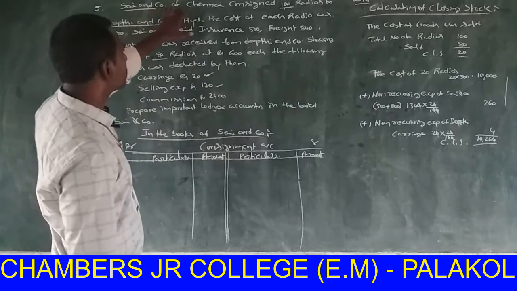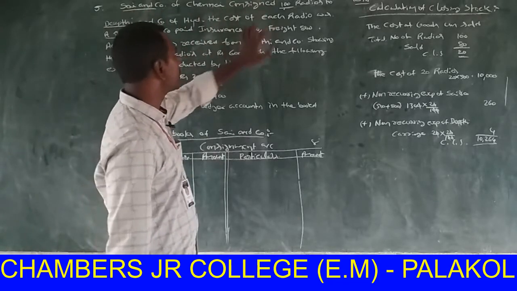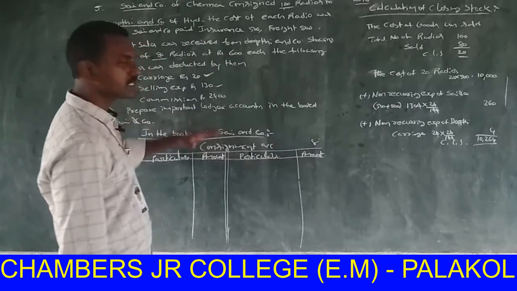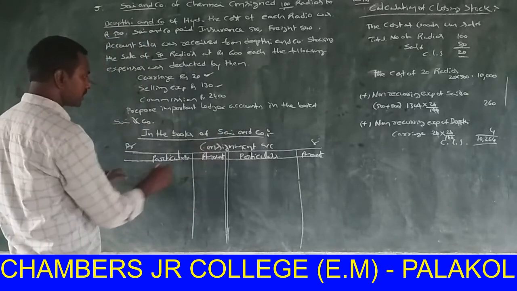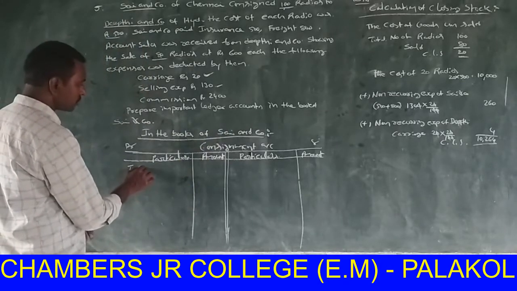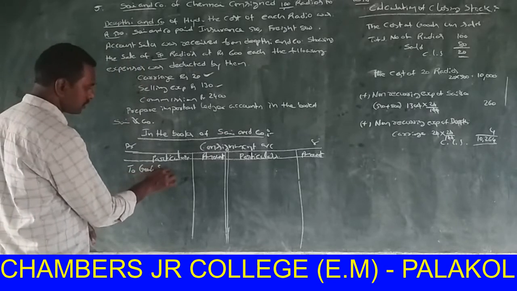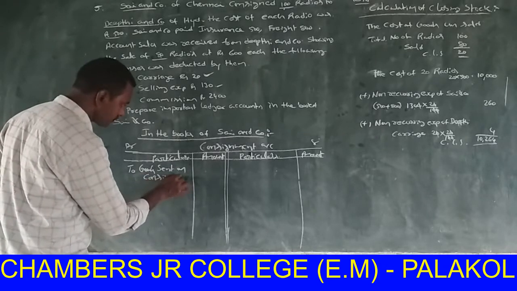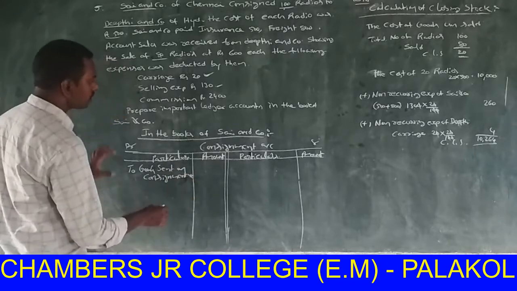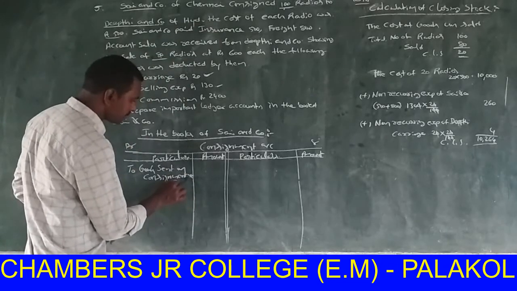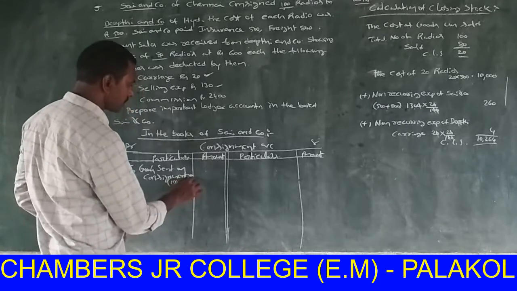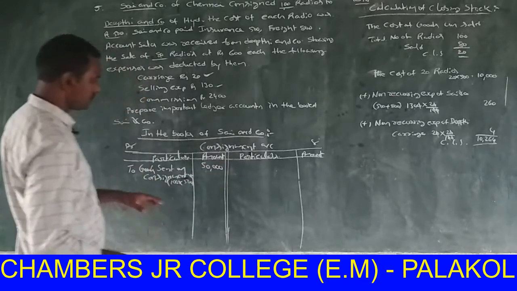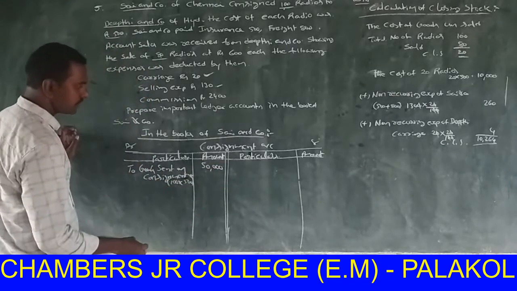So first of all, Sai and Co. Chennai consigned 100 radios to Deepti and Co. Sai and Co. purchased these radios for consignment. So this is the expenditure. So this expenditure is debited to consignment account, to goods sent on consignment account, that is 100 radios into each one 500. That is 50,000. 100 into 500, 50,000.